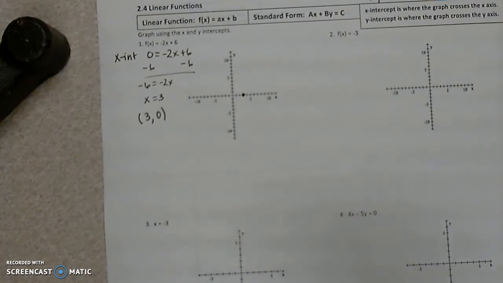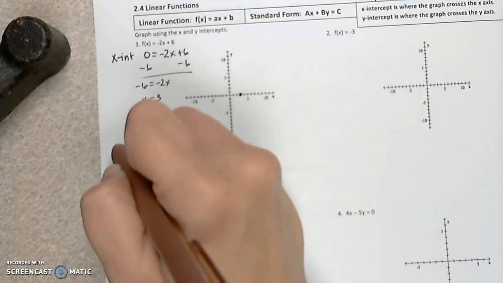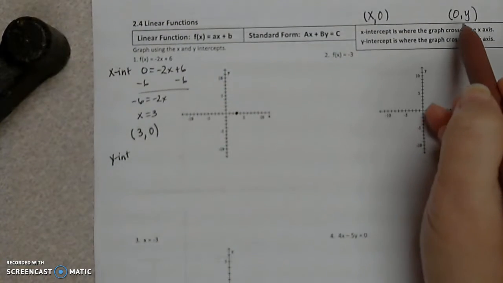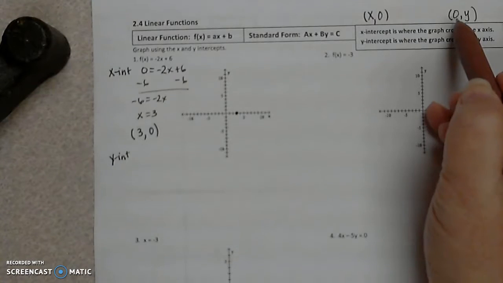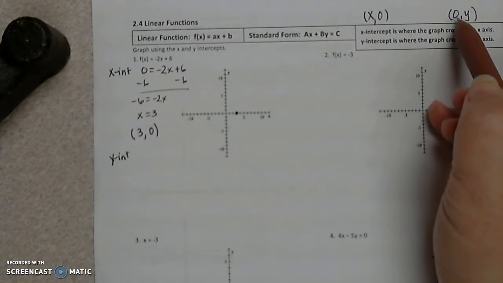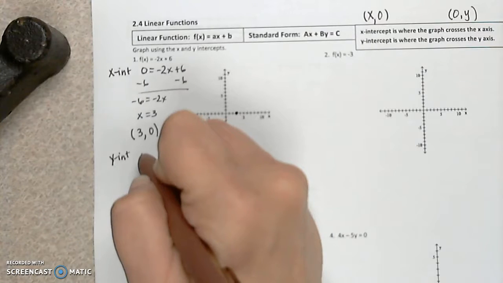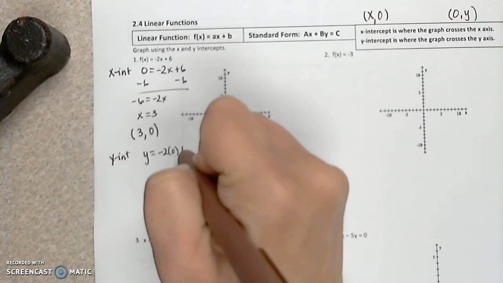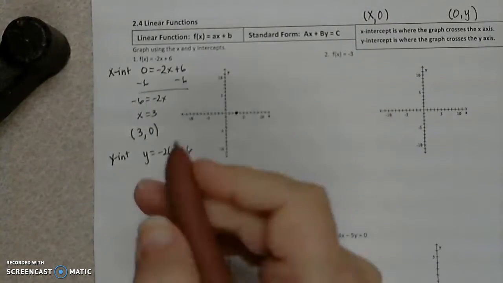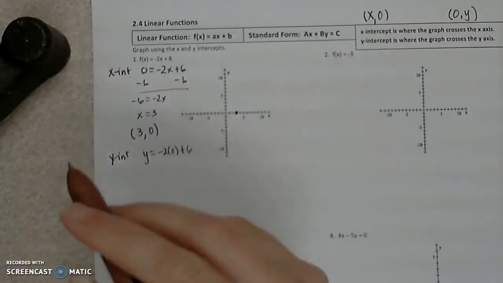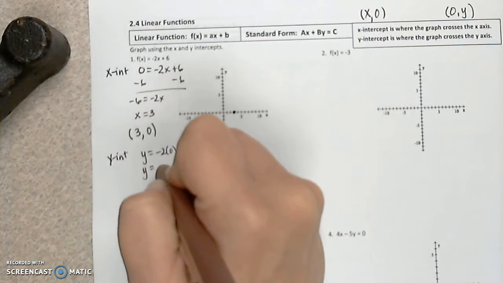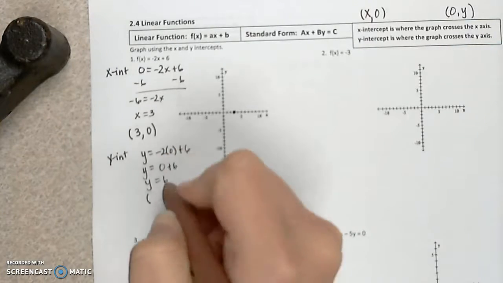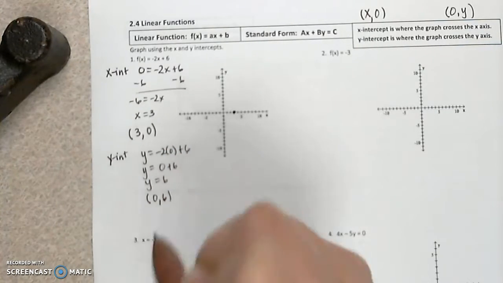Alright, now I need a second point, and that's going to be my y-intercept. Alright, and according to the y-intercept, we know that the x value is 0. Alright, so what I'm going to do is fill in a 0 for x. So this is going to say y equals negative 2 times 0 plus 6, so I just fill it into my equation. Remember, f of x and y, interchangeable. I'll have 0 plus 6. Alright, so that'll give me the point 0, 6.